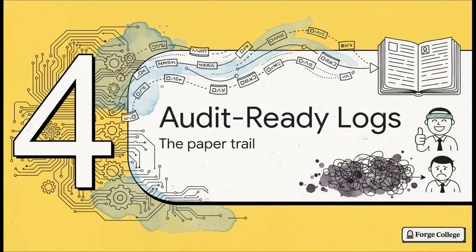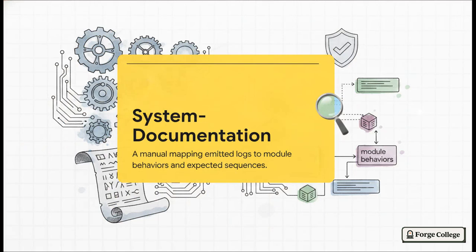Let's slide into Section 4, crafting audit-ready event logs. This is where we create our immutable paper trail. All right, with our errors standardized, we need to design the paper trail our machine leaves behind when things actually go right. In the blockchain world, emitted events are your absolute source of truth. And this is exactly where system documentation comes into play.